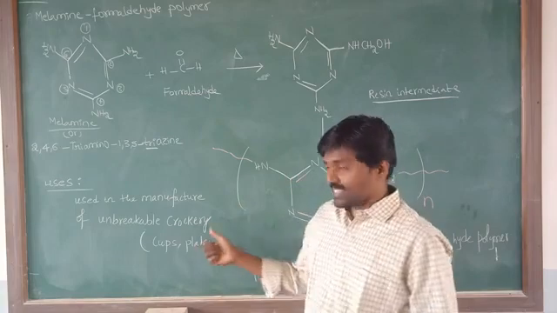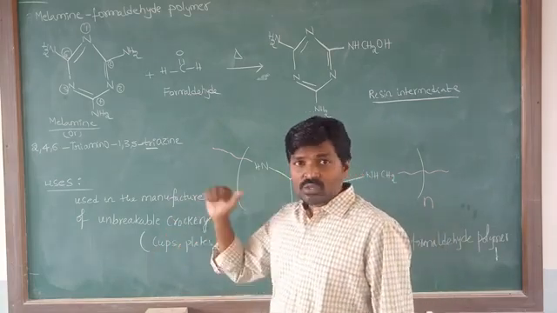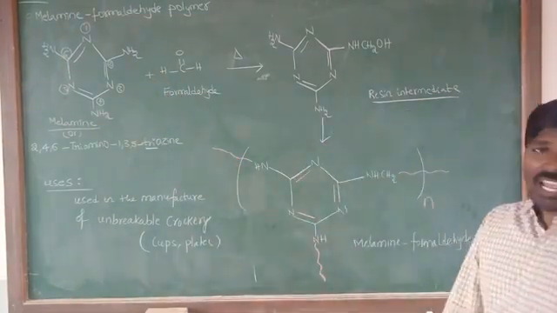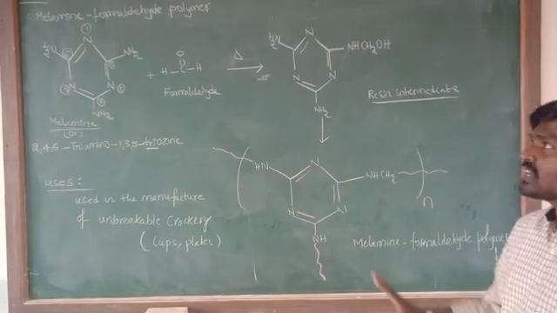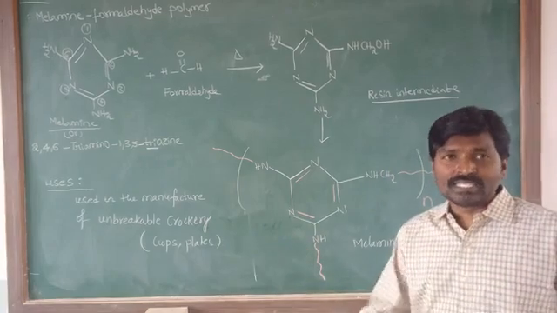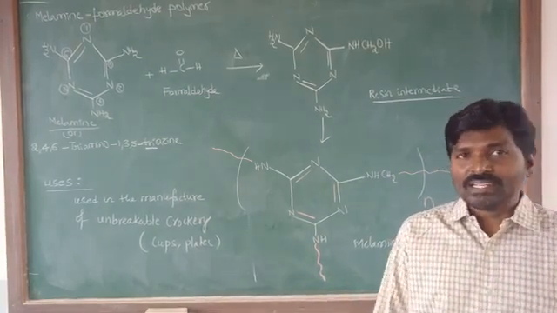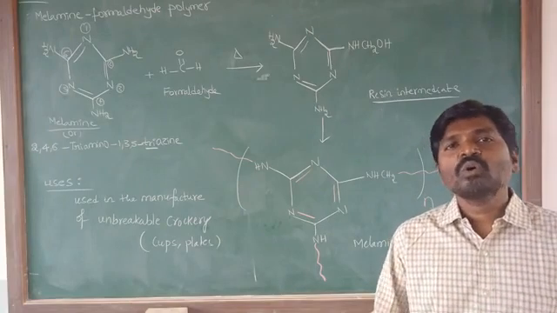If you take that plastic, that is unbreakable crockery. In that, we are using which type of polymer? That is melamine formaldehyde polymer. This is regarding the melamine formaldehyde polymer, and this is the best example for the condensation polymers. Next, coming to the next topic: copolymerization.